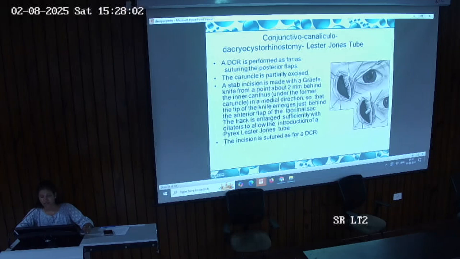Conjunctivo-canalicular DCR, or Lester-Jones tube. A DCR is performed as far as suturing. It is done for canalicular obstruction. So, DCR is done for nasolacrimal duct obstruction, but if there is canalicular obstruction, we do conjunctivo-canalicular DCR.